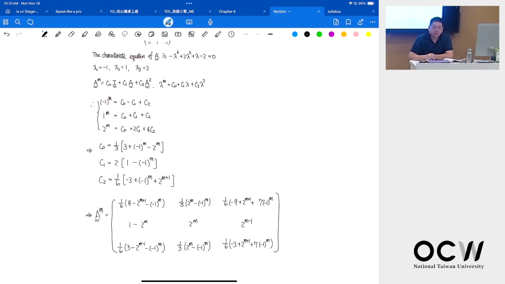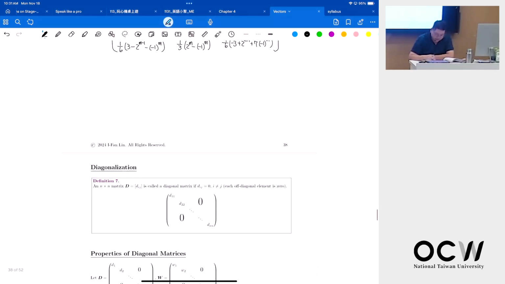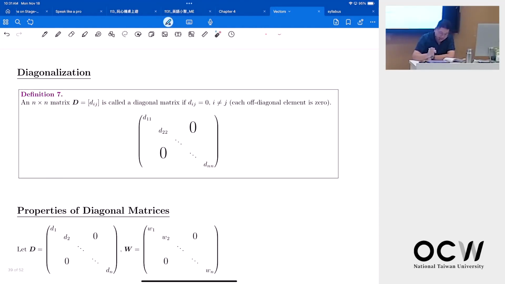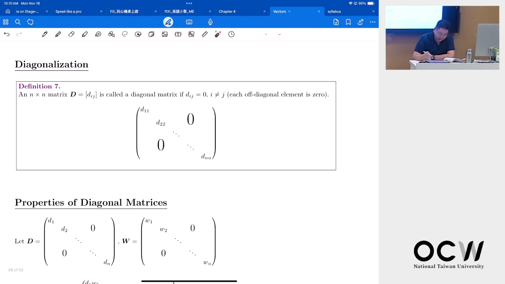Next, we're going to talk about diagonalization. So what is diagonalization? First, we need to define what a diagonal matrix is. This is the common expression for the matrix, the elements in brackets. And we call this a diagonal matrix if, for i not equal to j, the element is 0, which means the off-diagonal elements are 0.